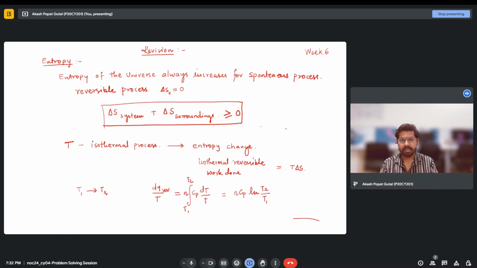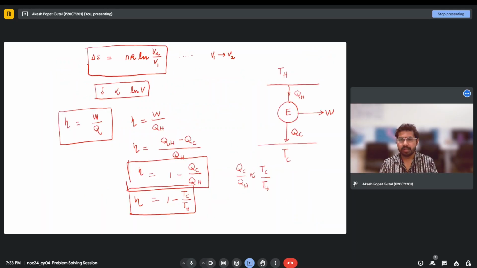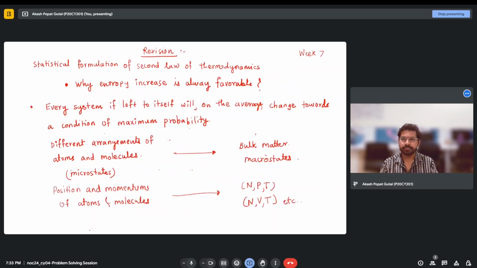In week 6, again we extended our discussion of the entropy, and we discussed more about the Carnot cycle.